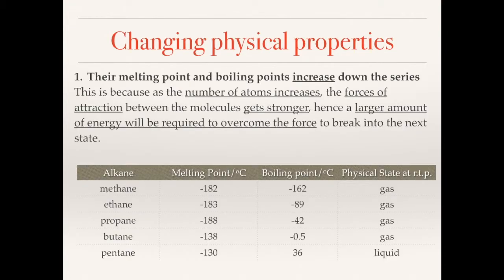Firstly, we have the melting point and boiling point. The gradual change that we observe is that the melting point and boiling point will increase down the series. From methane all the way down to pentane, we realize that the melting point as well as the boiling point will increase. Why is this so? This is due to the increased number of atoms. As you recall, if we have more atoms, this will cause the forces of attraction between the molecules to get stronger. As the molecule gets bigger, the forces of attraction get stronger.